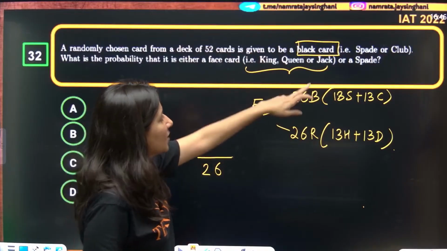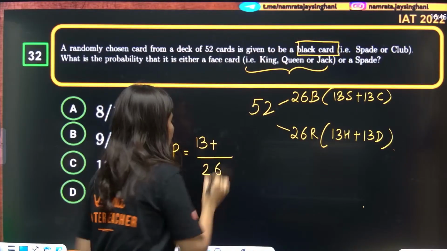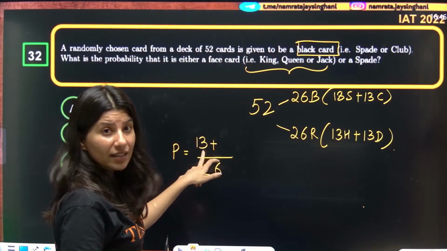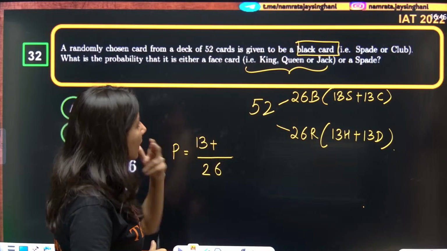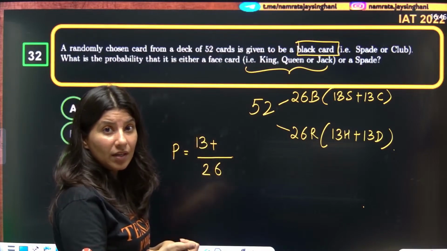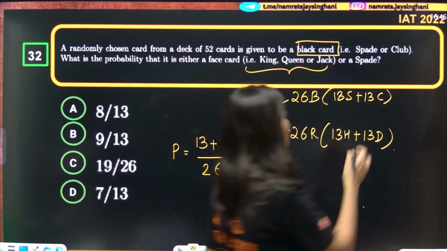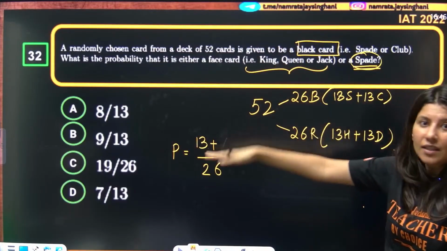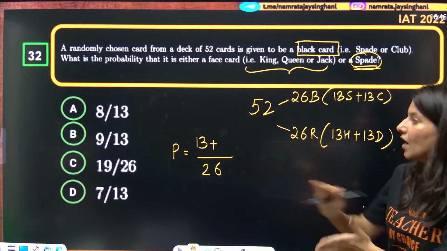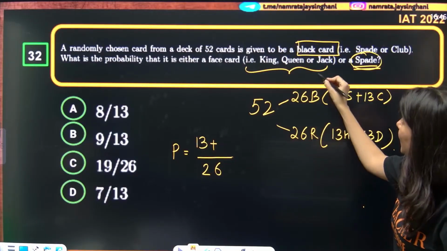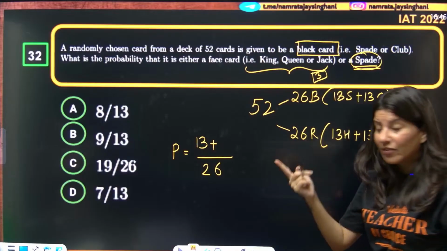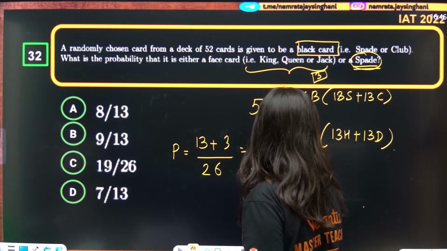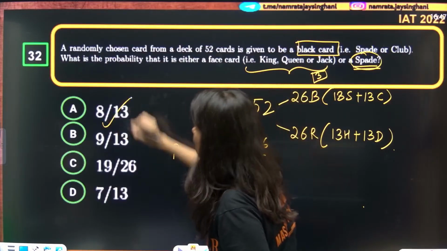And spade. How many spades? There are 13 spade cards, including J, K, Q. Including the J, K, Q set of spade. Right? And now you have club. But you want either a spade card or a face card. Now if you talk about spade cards, there are 13 spade cards including face cards. Plus, what about others? There are 3 more club face cards, so 13 plus 3 is 16 by 26. 8 by 13 is the correct answer, option A.